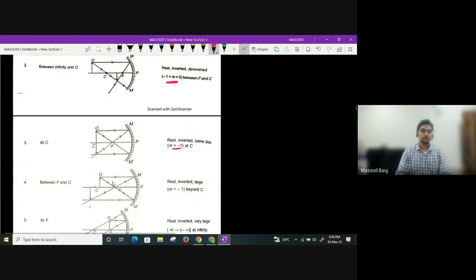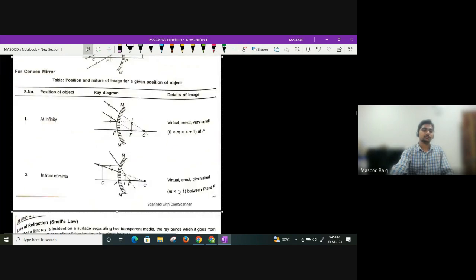Right? And when you are moving the object closer to the mirror, as I said before, image will move away from the mirror. So when you are bringing the object between center of curvature and focus, image will be formed beyond center of curvature, and it will be a magnified image. So magnification will be more than 1 but negative, guys. That is the reason it is written as less than -1. Less than -1 means -2, -3, -4, and so on.